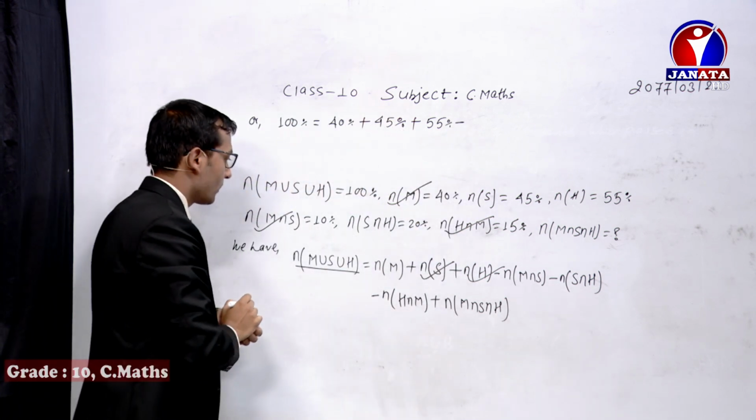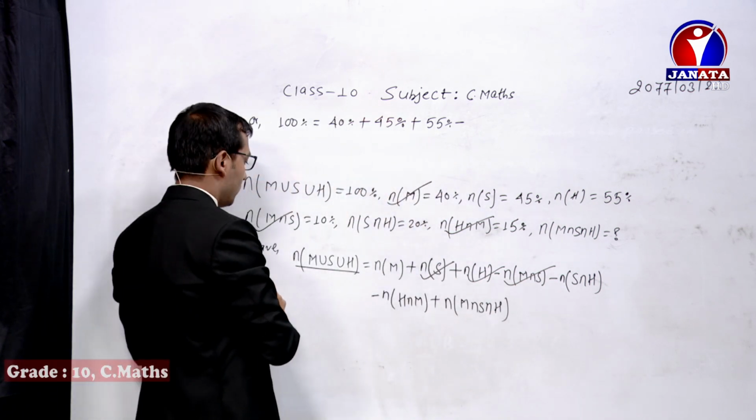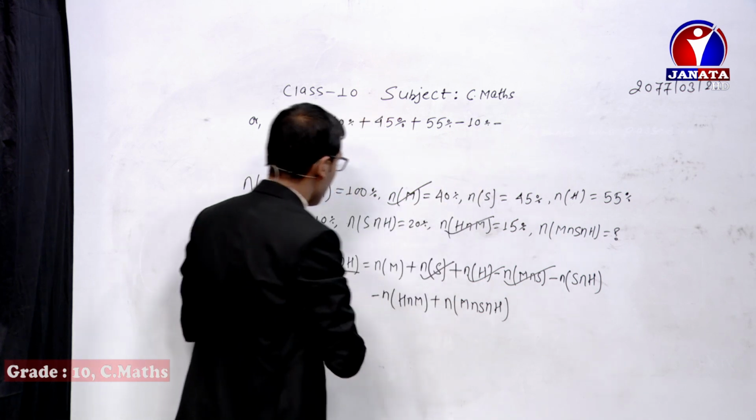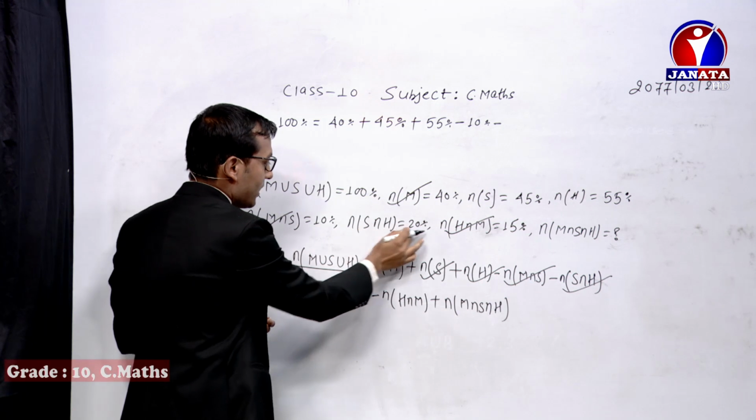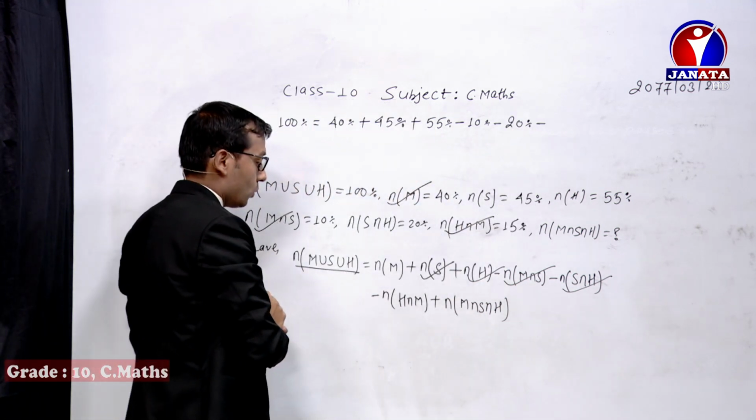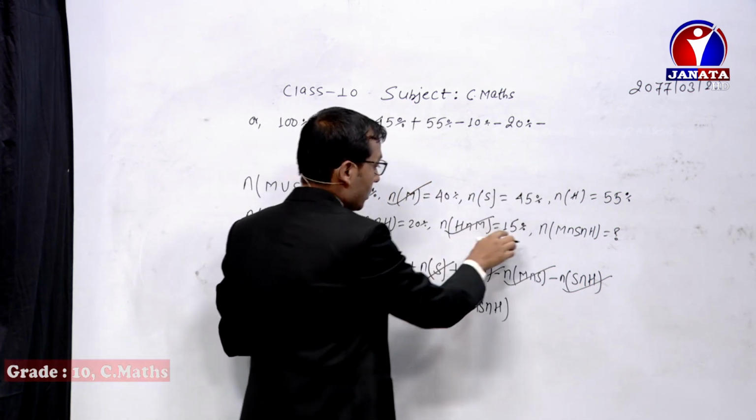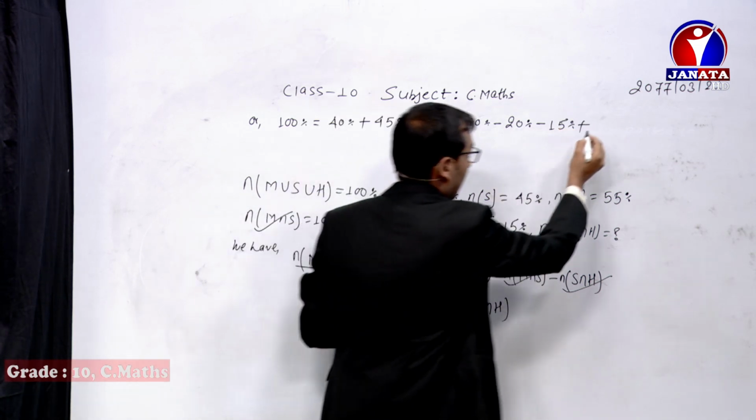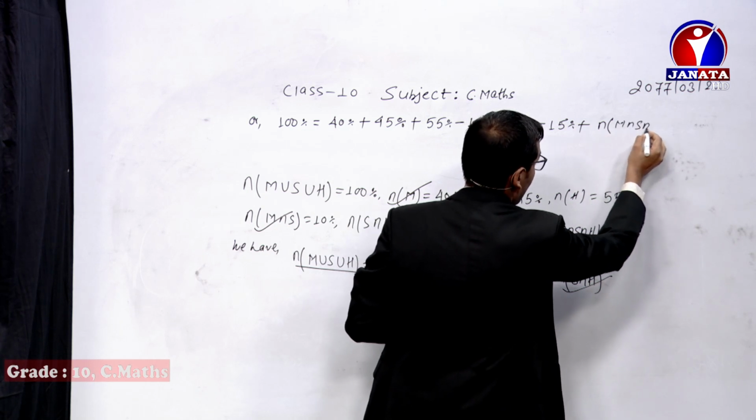minus, next is N of M intersection S. M intersection S is 10%, minus S intersection H. S and H is 20, it's 20%, minus what is H and M intersection? This is 15, plus the last term as it is, M intersection S intersection H.